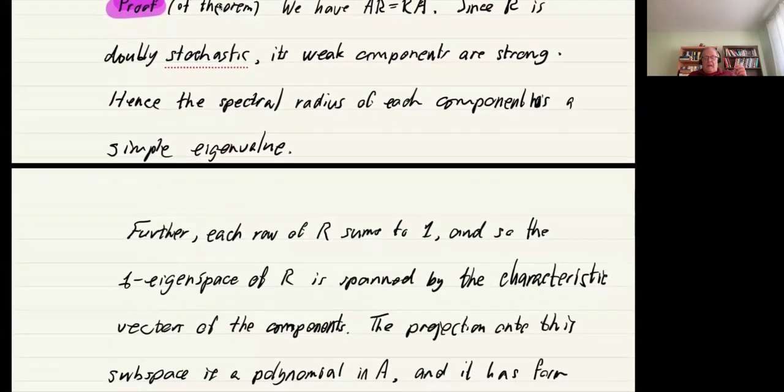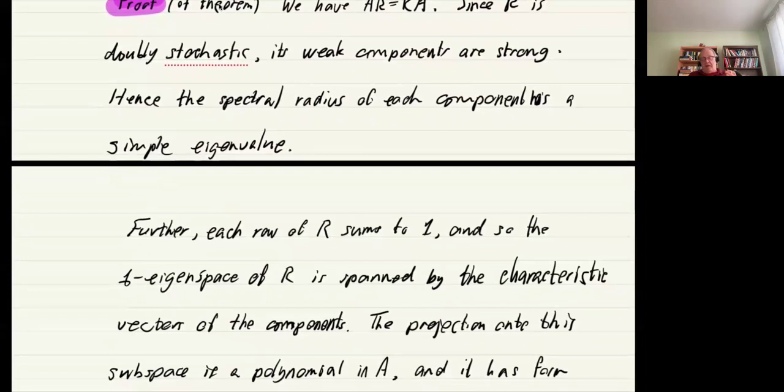So how does that help me? Well, each row of R sums to 1. It's doubly stochastic. So if I just think about the strongly connected case, I've got this doubly stochastic matrix whose underlying graph is strongly connected. The all ones vector is an eigenvector, its eigenvalue is 1, and that's the spectral radius. So I know 1 is a simple eigenvalue of each component, and that the corresponding eigenvector is just a constant vector.